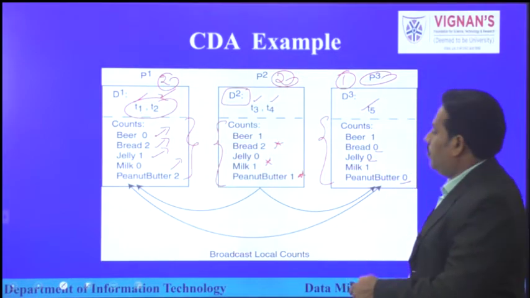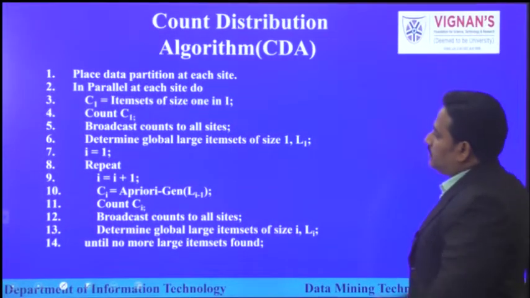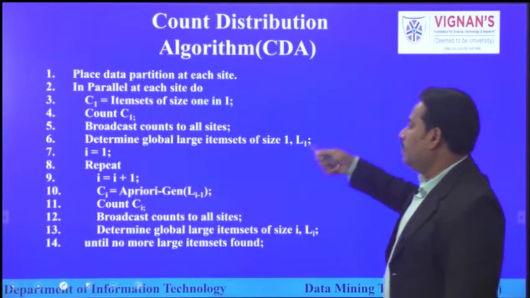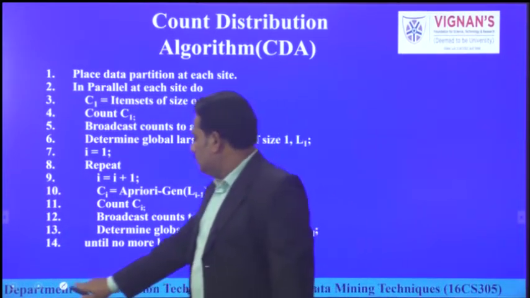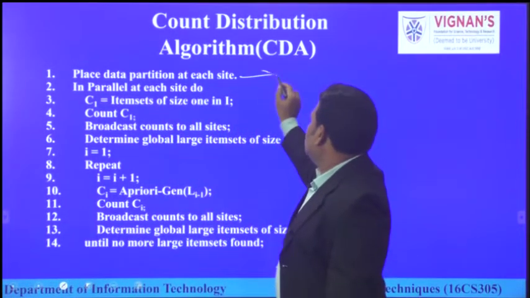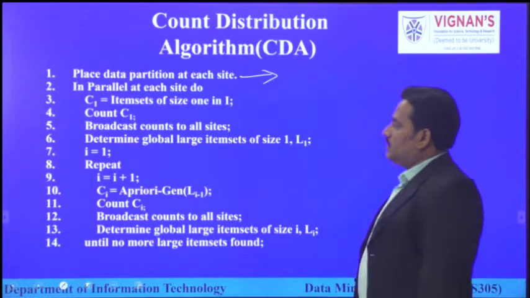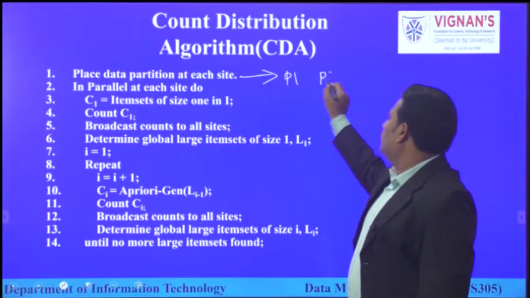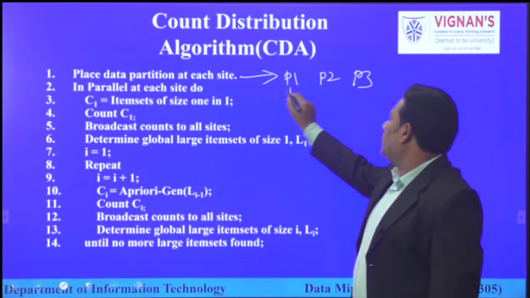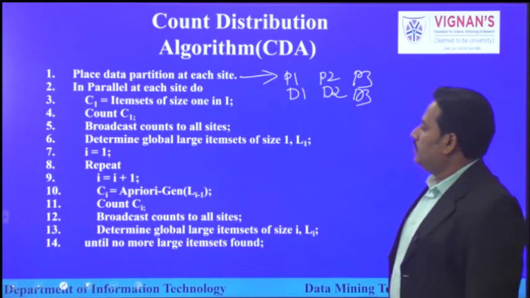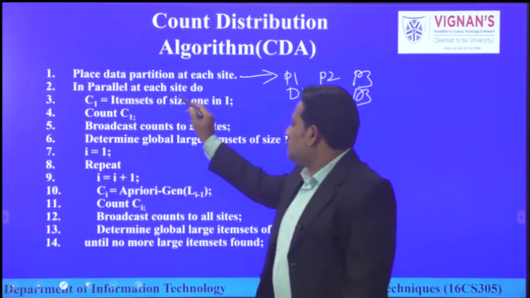Now we will move to the algorithm. This is the thing here. What is the first step we have done there? We divided the data, placing data partitions at each site. We divided it into P1, P2 and P3, and we have given the names D1, D2 and D3. Then, in parallel at each site, we do the following.